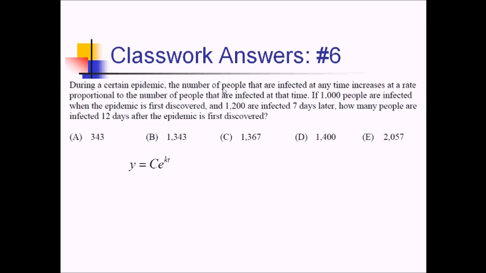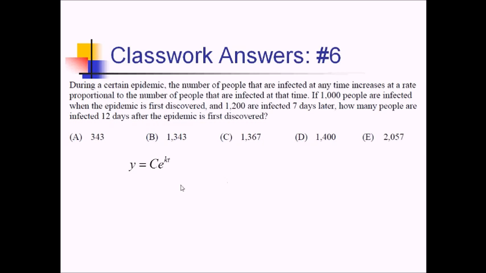Instead, they told us that 1,200 people are infected 7 days later. So we're actually going to have to use this in order to work backwards and find the k value. Once we've done that, we can plug in the k value with 1,000 for c and 12 for t, and that'll give us the number of people infected, one of these answer choices.